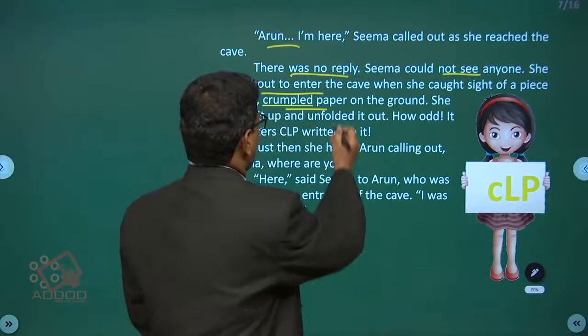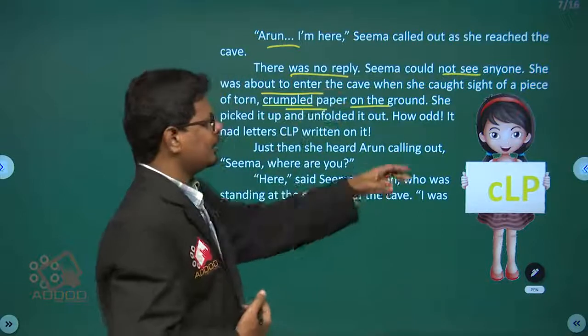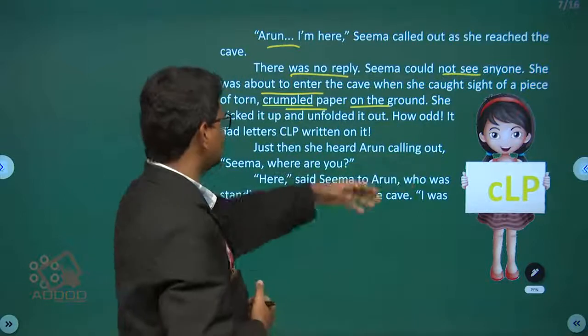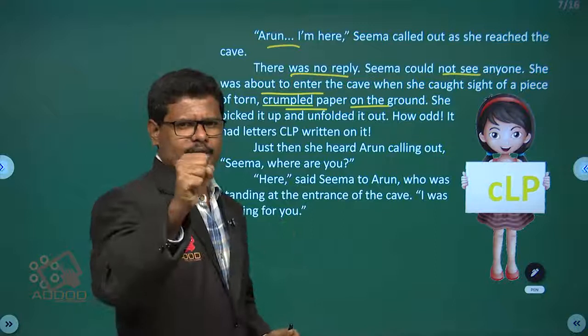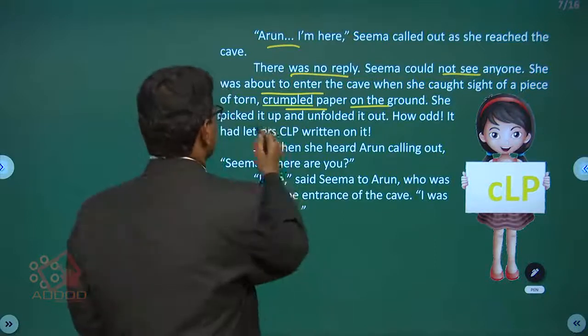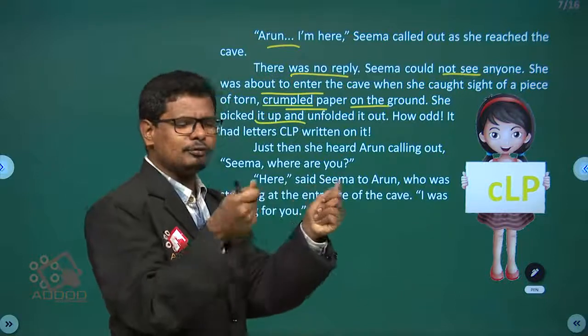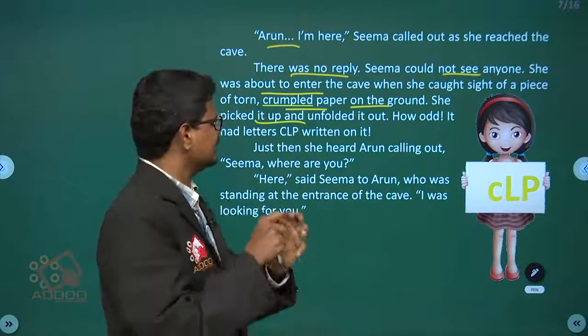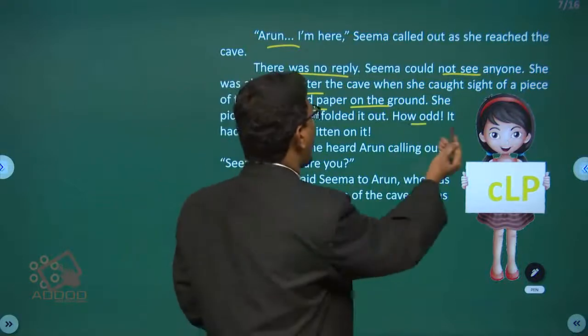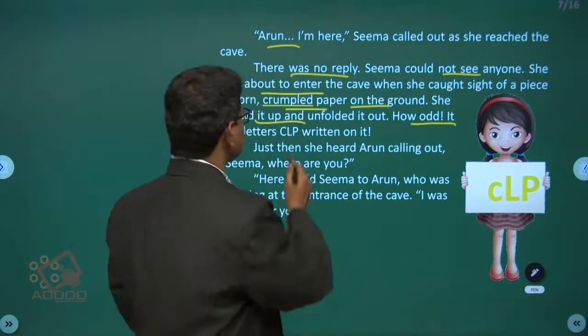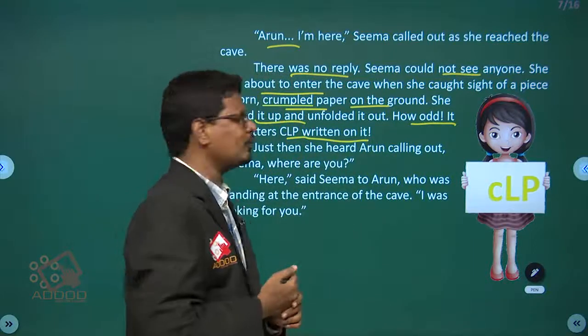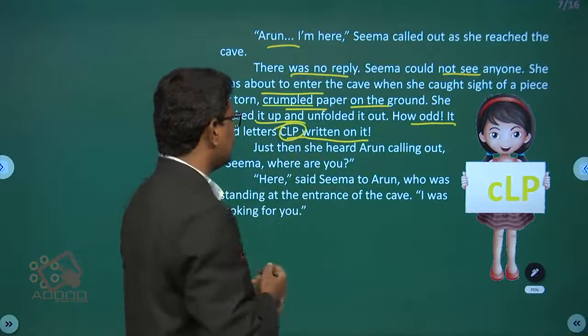So here there was a paper which attracted Seema, and she found it crushed and disordered, right? She picked it up and unfolded it, she opened it. There could be something written. How odd. It had the letters CLP written on it. What was written? CLP.